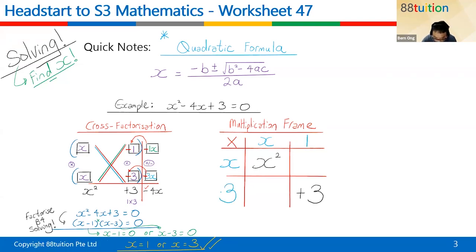Don't care about the sign. Can you see that? 1 times 3 is a 3. Don't care about the sign yet. Now you have to fill in the other boxes, which is here and here. So how do you fill in this box? It's actually from here and from here. Can you see that?